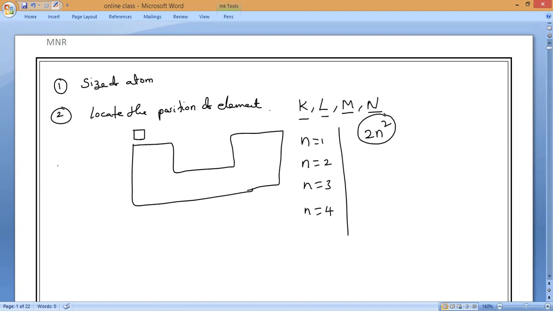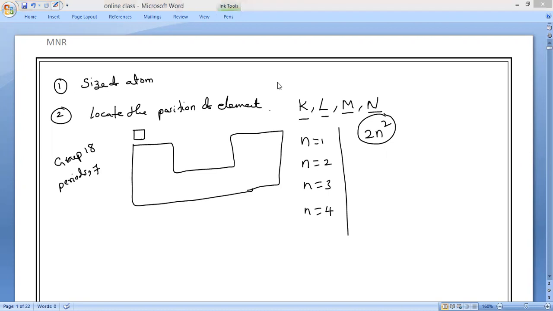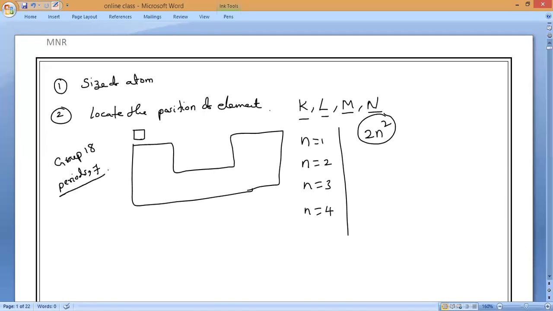Totally how many groups and how many periods are there? 18 groups and 7 periods, not elements. Understand? 7 periods we have and 18 groups we have. Based upon the electronic configuration, we can guess where the element is coming, which group and which period, everything we can guess based upon the electronic configuration.